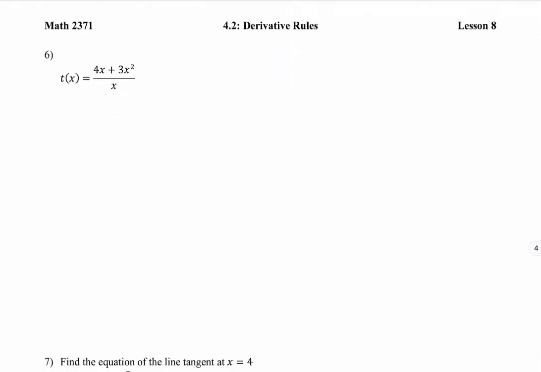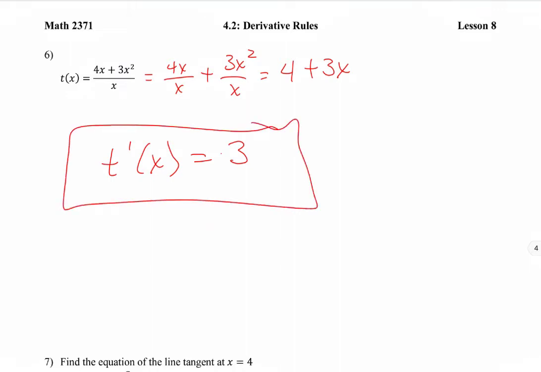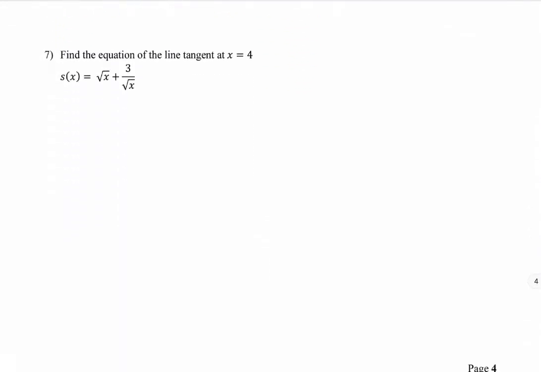Now, I need to simplify this as 4x over x plus 3x squared over x. So that's 4 plus 3x. So t prime of x is simply 3, because the derivative of a linear is just the slope. All right.